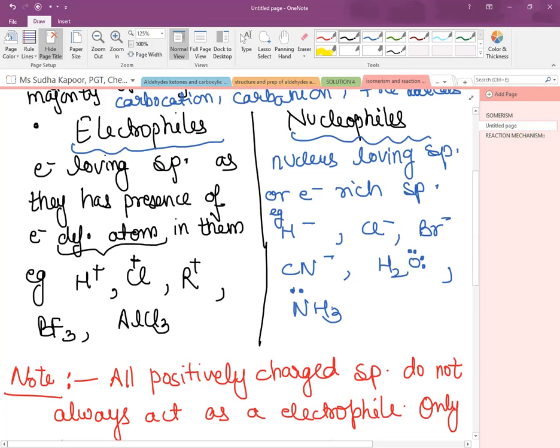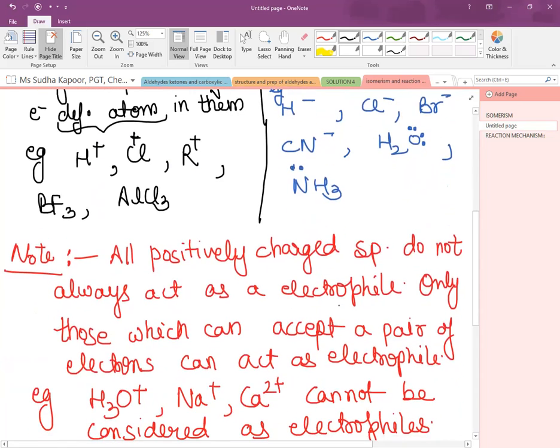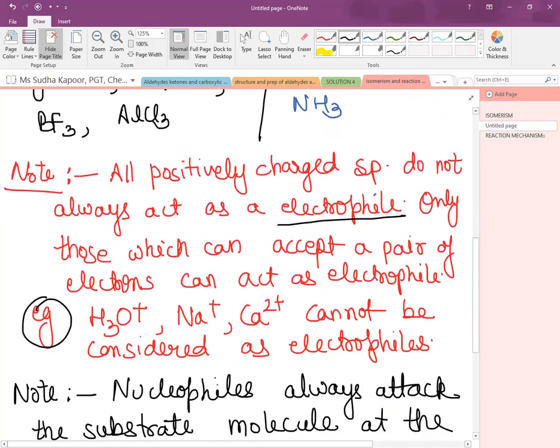But the main thing that we have to remember while studying electrophiles and nucleophiles is that not all positively charged species can be considered electrophiles. Only those positively charged species which can accept a pair of electrons can act as an electrophile. For understanding this, let us take the example of H3O positive, Na positive, Ca2 positive. Although they have a positive charge, they are not electrophilic in nature. They are not considered electrophiles.